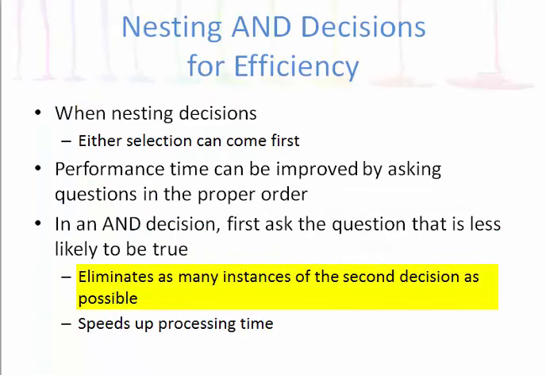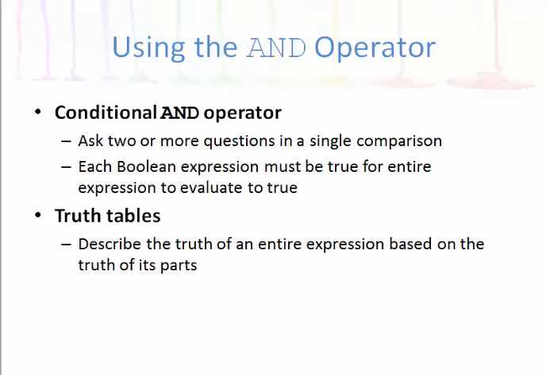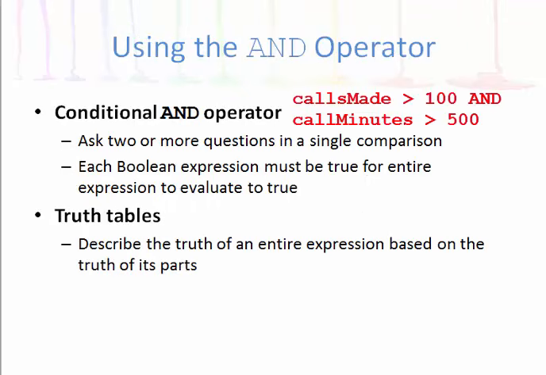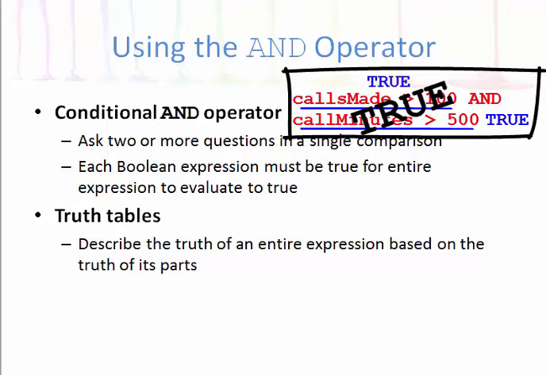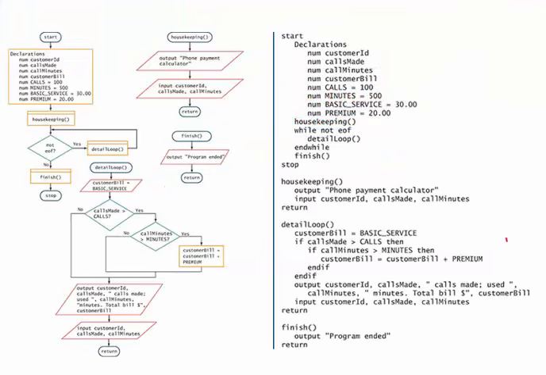We do this because it eliminates as many instances of the second decision as possible, and it speeds up processing time. The conditional AND operator asks 2 or more questions in a single comparison. So each Boolean expression must be true for the entire expression to evaluate to true. So what we actually want to do is we want to have this condition and this condition in one statement. So we want to actually eliminate this if over here, and the way we do that is with an AND. So what we're going to do is we want to incorporate an AND here, and this condition over here, we're going to add it there.